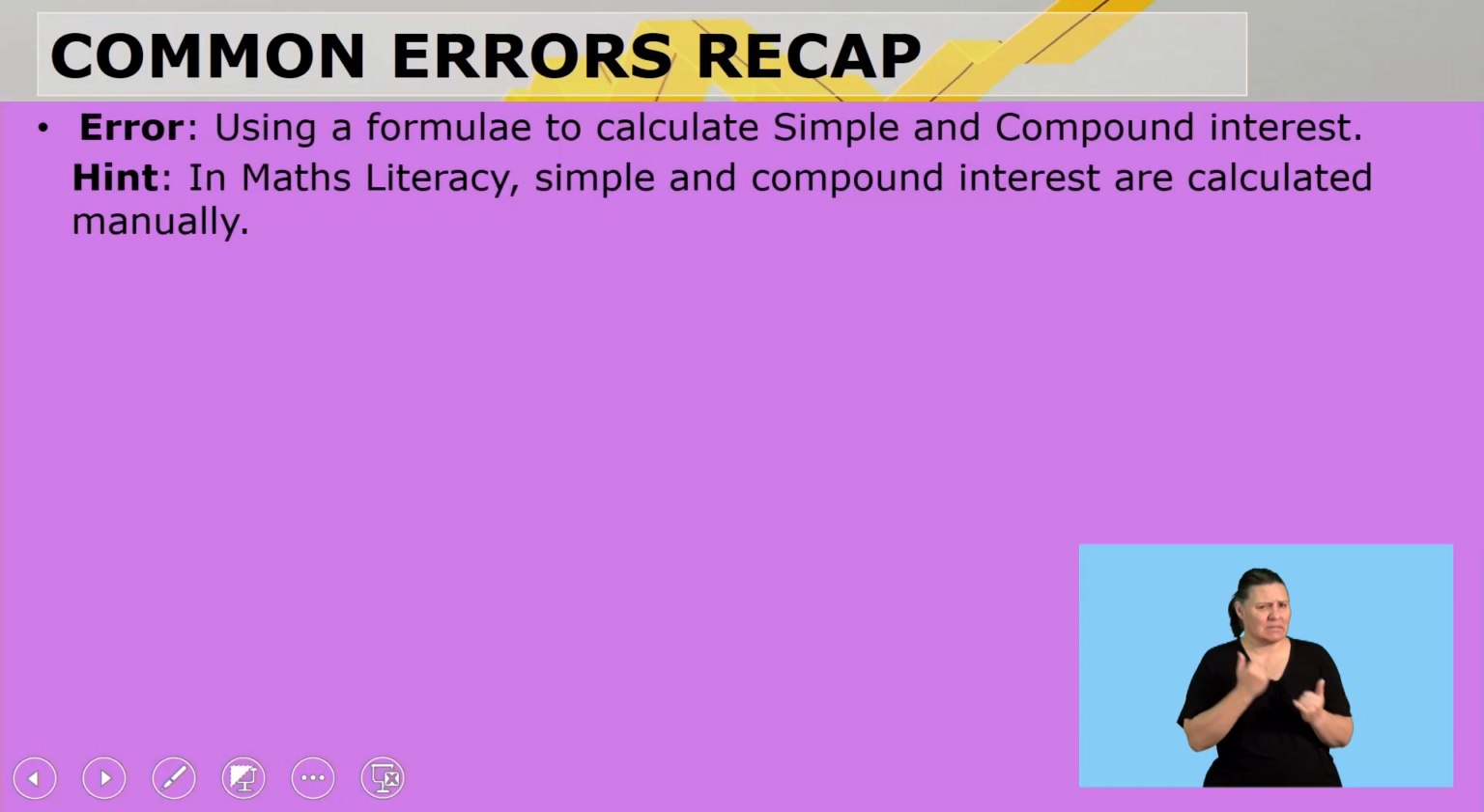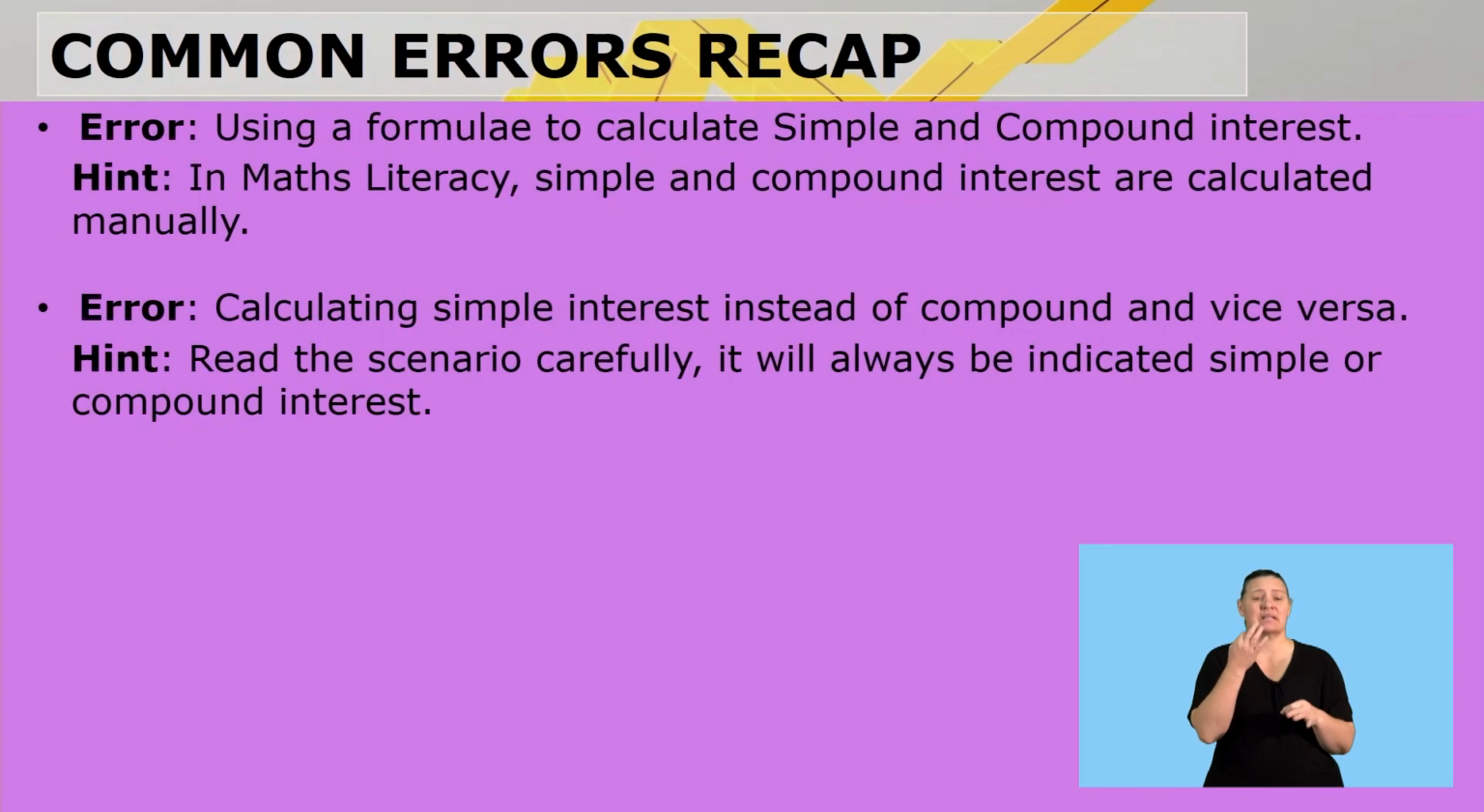Common errors, there's only one. Using formula to calculate simple and compound interest. Remember, in mathematical literacy, simple and compound interest are calculated manually. You are not allowed to use the formulas, even though we know them. Please don't use them. It's not supposed to be that way.